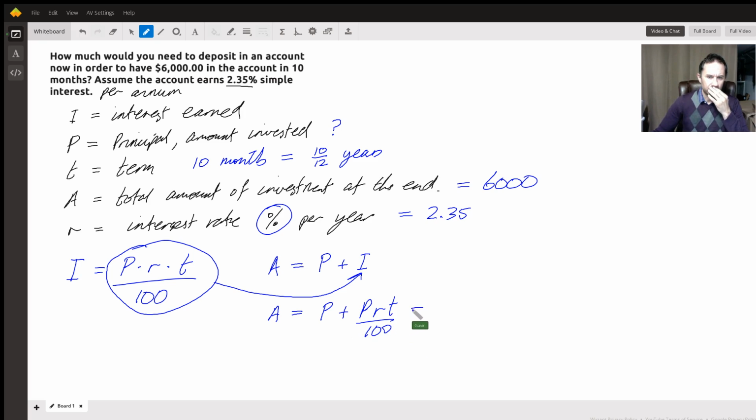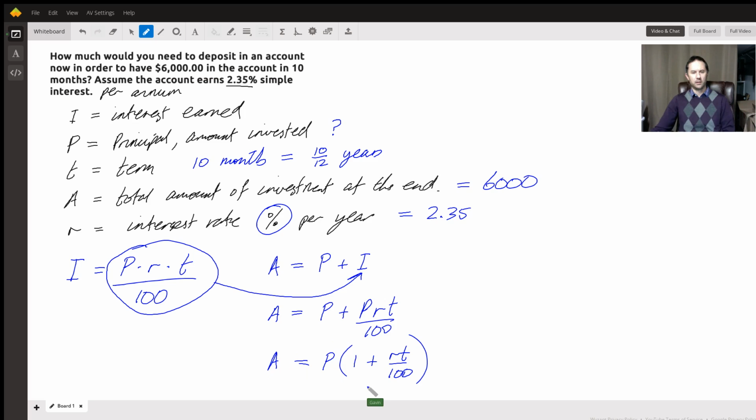Now we can factorize that, because there's a common factor here. P open parentheses 1 plus RT on 100. So I've taken the P out. If you distribute that back, you'll get back to that one there. So that's capital A. We can rearrange for P, because P is the principal we're trying to find, the principal amount invested.